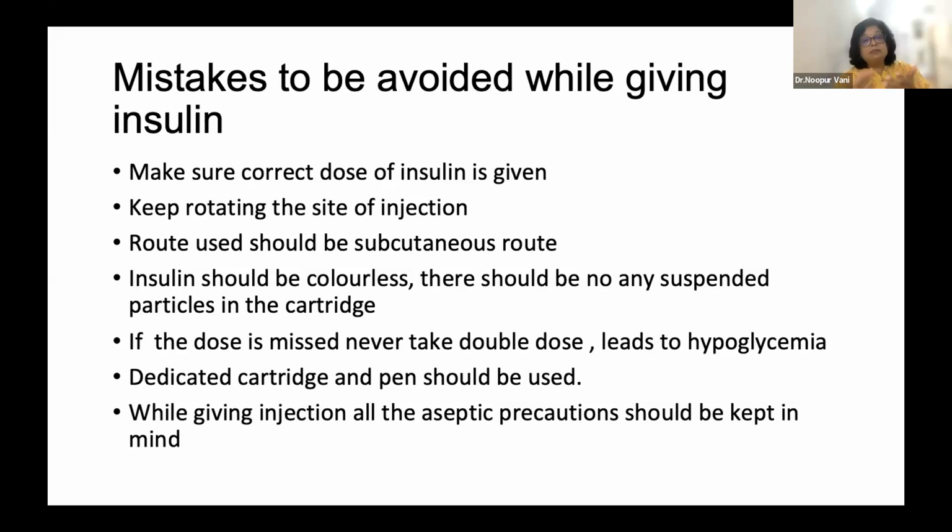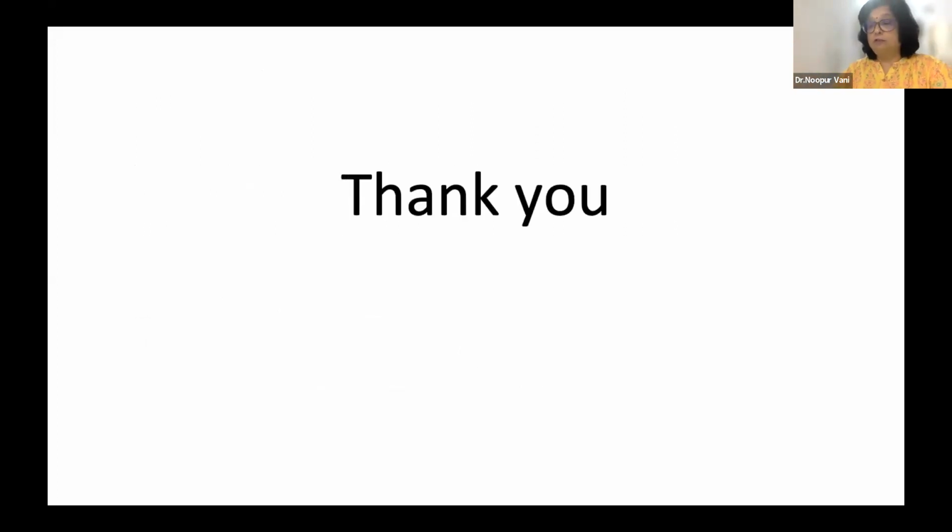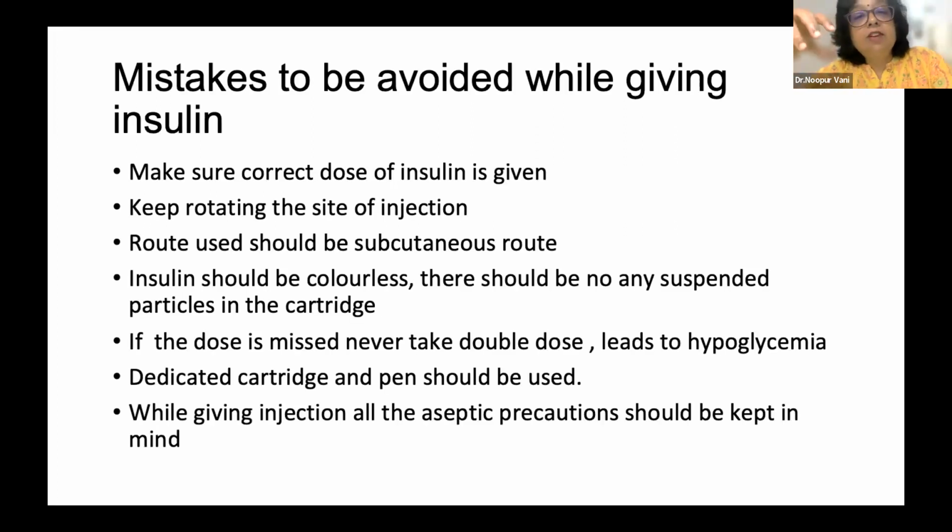Sometimes this is very important: if the dose is mixed, never take a double dose, which can lead to hypoglycemia. And if the patient is taking two types of insulin, regular insulin and basal insulin or an NPH, and the same type of pen is there, and the patient by mistake takes the regular insulin as a double dose in the night, the patient will definitely go into hypoglycemia. So some mark should be there on the pen so as to differentiate the two types of pen. So these are some very, very important things.